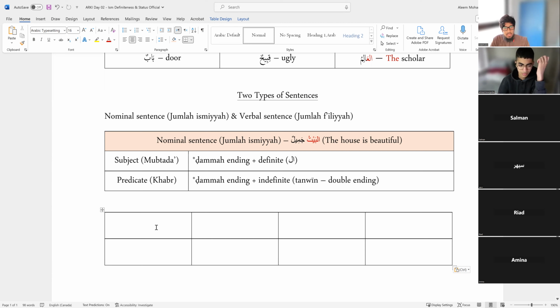If I said al-baytu baridun, right? So al-baytu baridun. As you guys may know by now, bait means house, barid means cold. So how would you guys translate this?